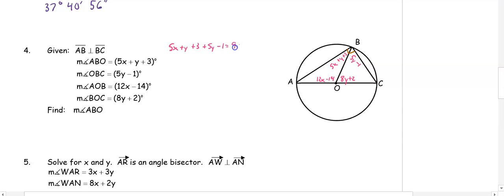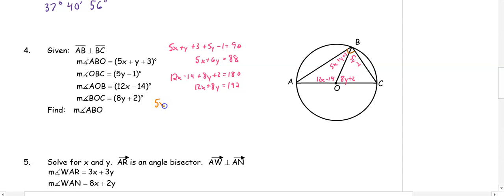minus 1 is equal to 90. If we organize this to get the x and y's on one side and the number on the other, we get 5x plus 6y is equal to 88. Our bottom two angles are forming a straight line, so together they are 180. We have 12x minus 14 plus 8y plus 2 equals 180. So if we move our numbers and get the x and y, we have 12x plus 8y is equal to 192. Now we can use those in a system.